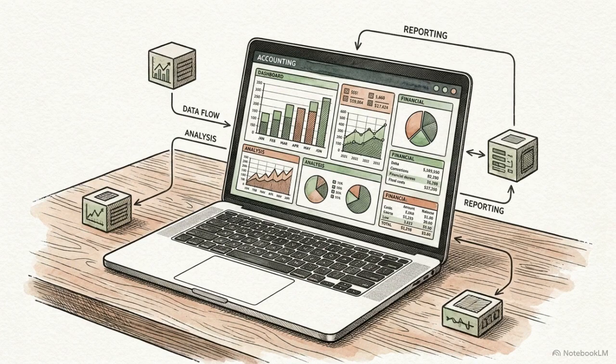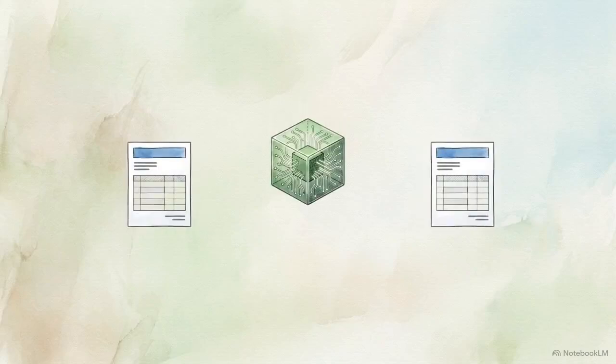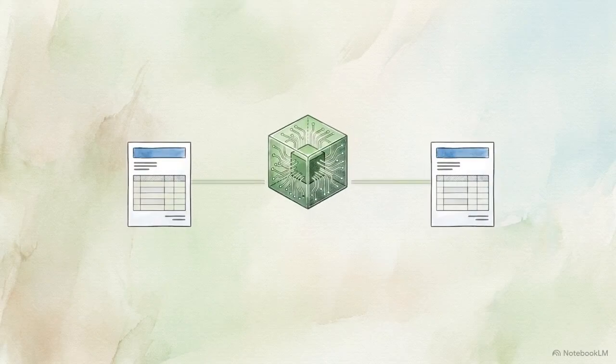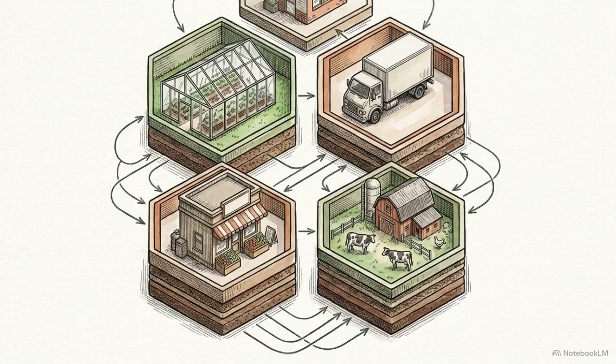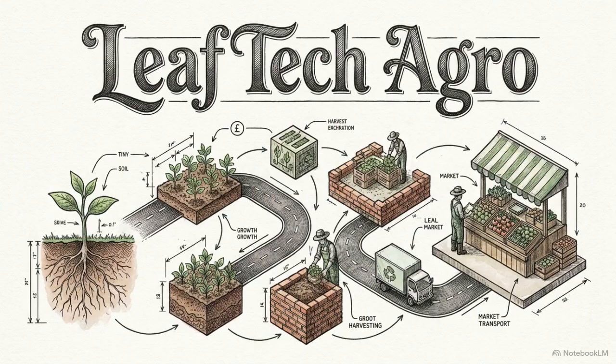Generalized accounting software and standard CRMs fail to fix this problem because they are built for isolated businesses. They cannot handle interconnected, multi-party supply chains where every single transaction directly affects two different ledgers. Solving agricultural supply chain friction requires a completely new, unified digital infrastructure built specifically for the way these regional businesses actually interact. LeafTech Agro is a 56,000-line digital operating system engineered to digitize the entire farm-to-market flow.